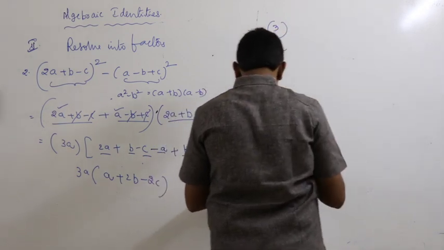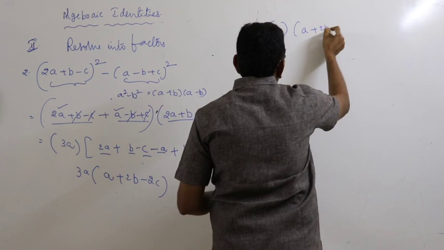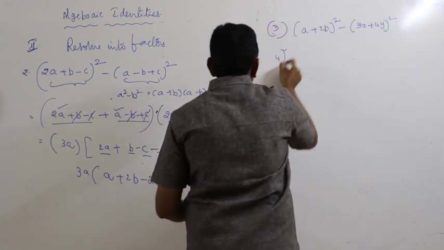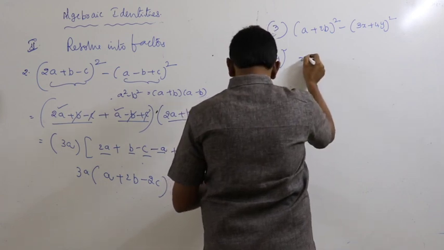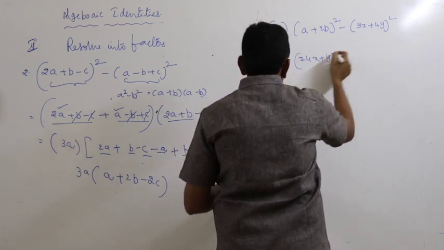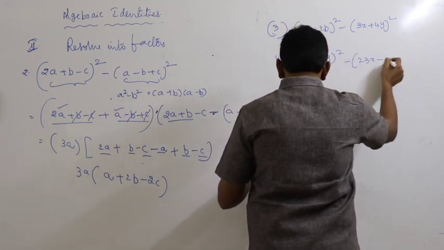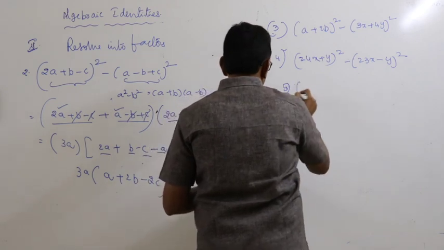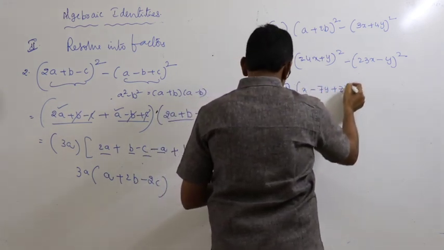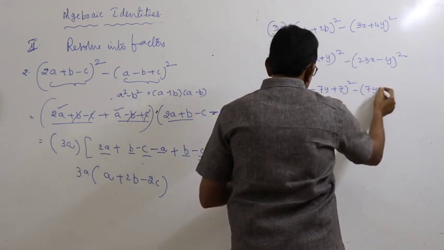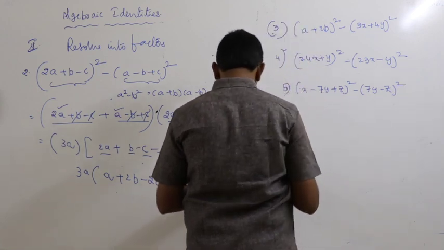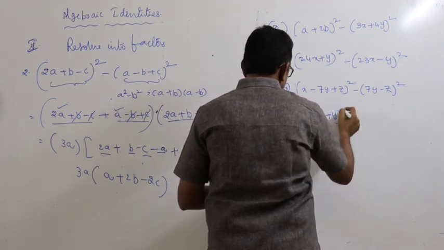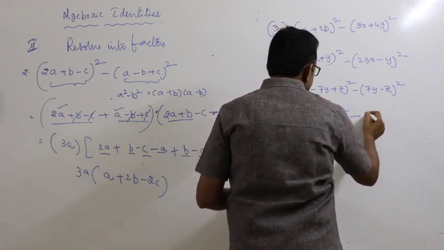You do these problems. a plus 2b whole square minus of 3x plus 4y whole square. 24x plus y whole square minus of 23x minus y whole square. x minus 7y plus z whole square minus 7y minus z whole square. x plus y whole square minus 9x square.